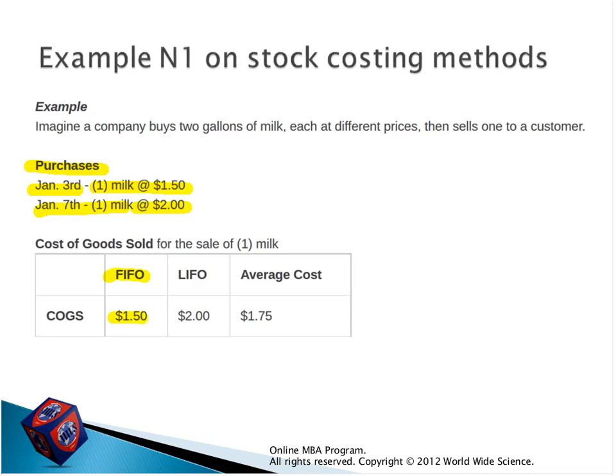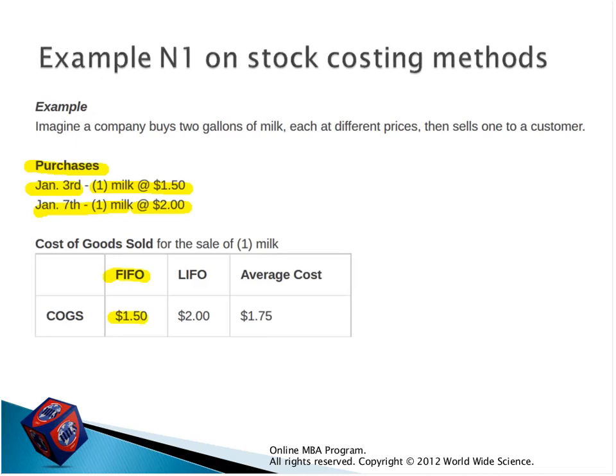Why? What does first in, first out mean? That means the first inventories that come into the store would be first sold, like the first comes, first sold. Like in our example, the first inventories of milk come on January 3rd, right, at the price of $1.50.